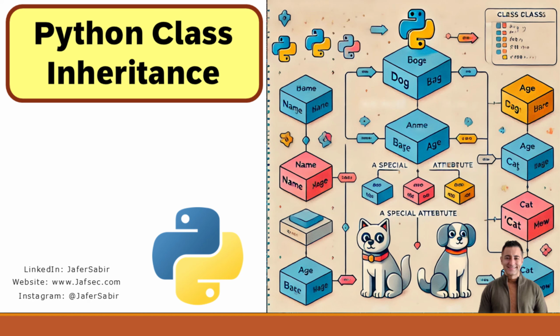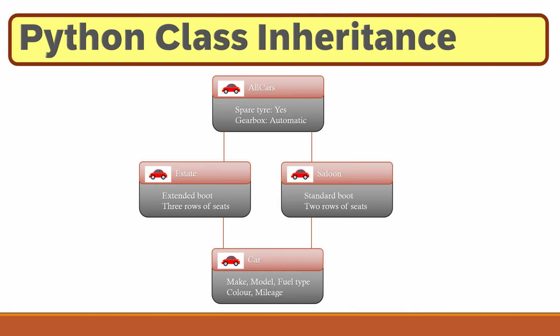In this video we will have a look at inheritance. We have already looked at classes and we created a class called cars, and then we created two instances of these classes. So we created two car object instances, and for this video we will have a look at class inheritance. Now let's say a company sells all cars with automatic gearboxes only, and all of them have a spare tyre. So every single car this company sells has an automatic gearbox and a spare tyre.